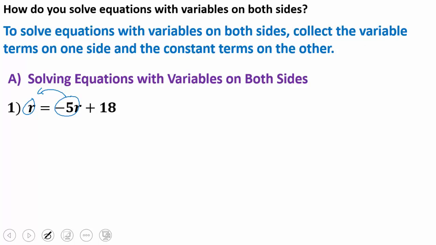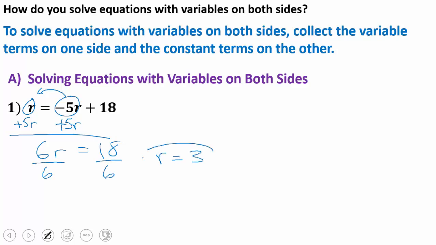And since we're combining like terms that are on opposite sides of the equation, we have to use the opposite operation. This is how we combine. So now we have an r, we have 5 more, so that's 6 total r's is now equal to 18. Now we have a simple one-step equation where we're multiplying by 6, so we're going to divide by 6 and say that r is equal to 3.